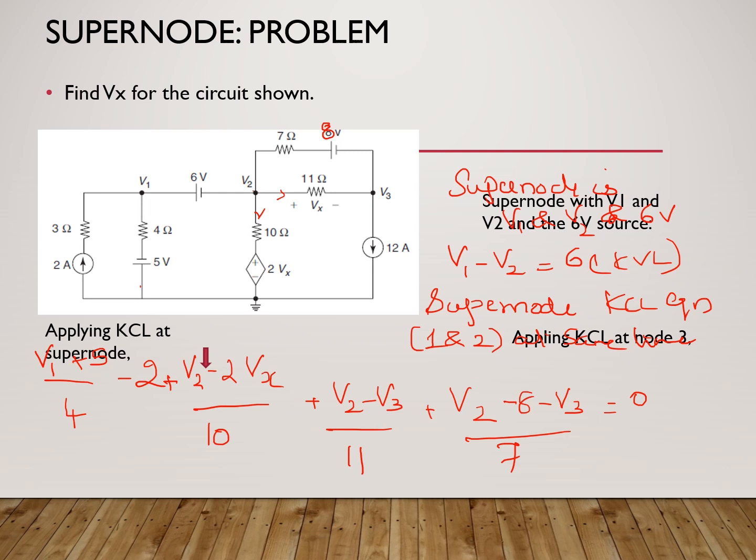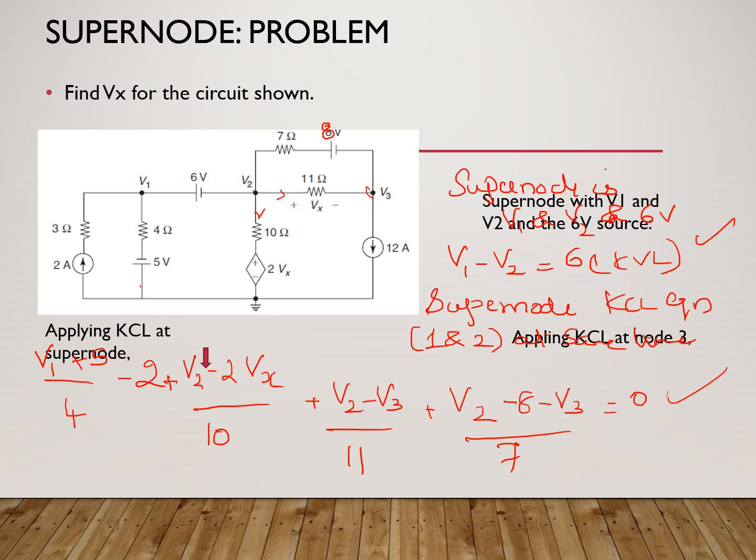So we have considered this branch and this branch. 3 branches at V2, 2 branches at V1, except for this in-between branch. So this has been considered in this equation, right? So now how many equations have we got till now? We have got two equations, 1 and 2. There are 3 unknowns, so 3 equations should be there.